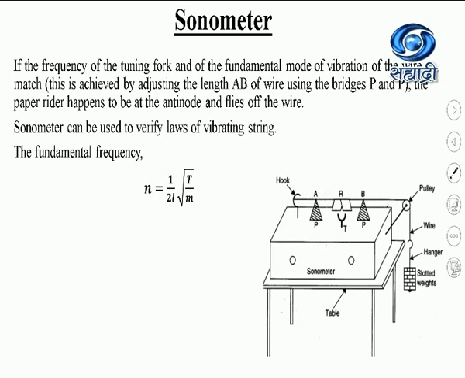In this case there are two bridges along the width of the box which can be moved along the length of the box. A long metallic wire of uniform cross section passes over the bridges. This wire is fixed at one end and its other end passes over the pulley.